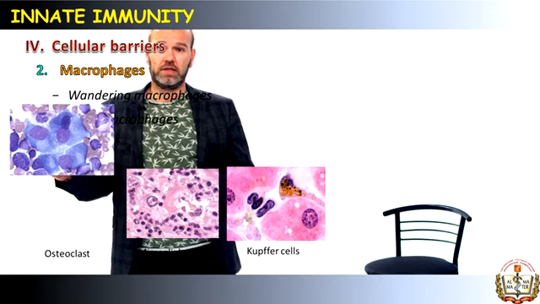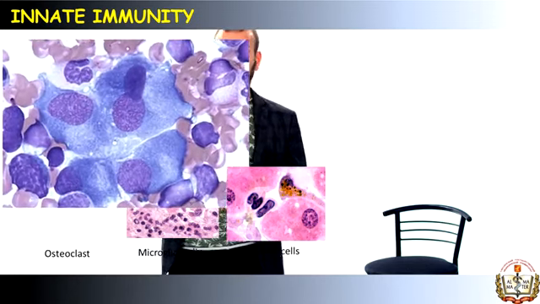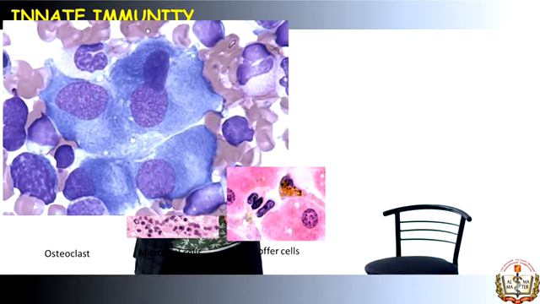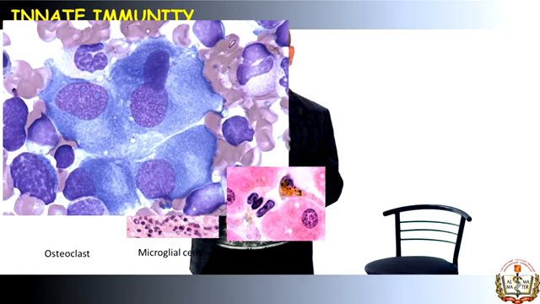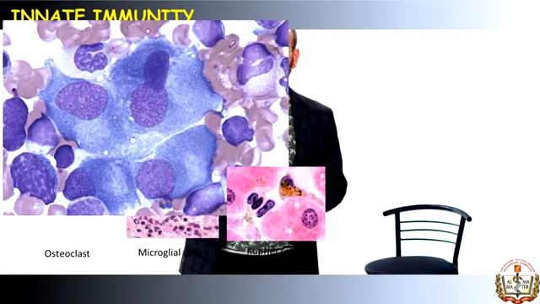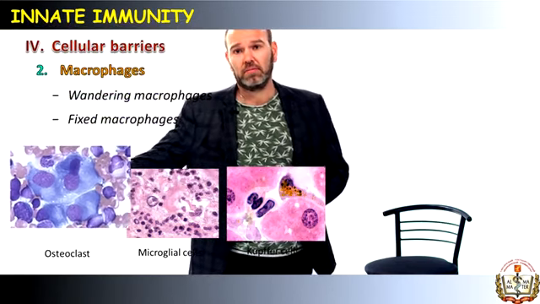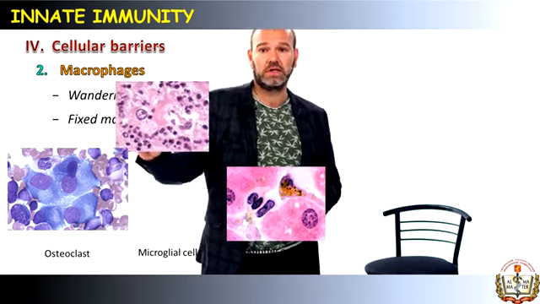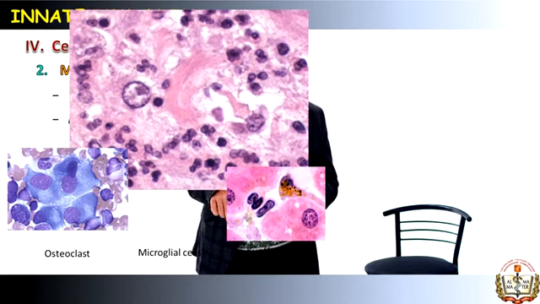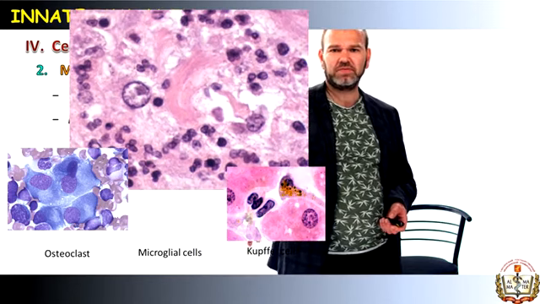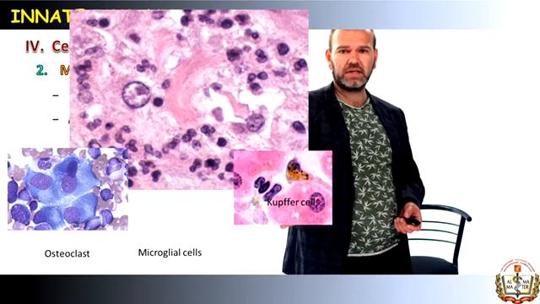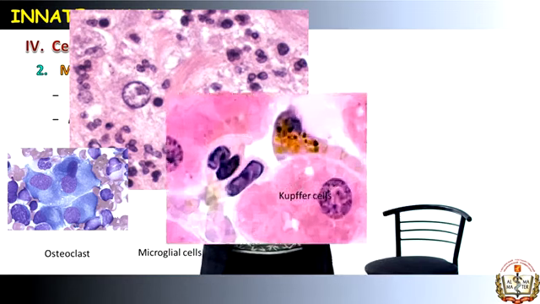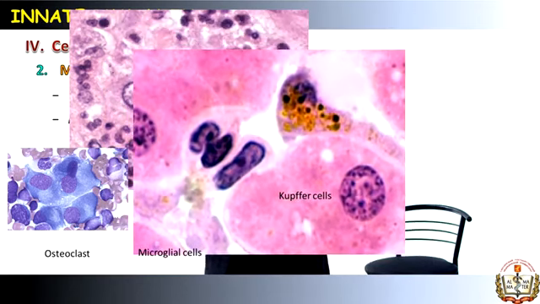For example, where is it? That one, you can see the osteoclast, the bone macrophage. That bluish cell with the violet nucleus is an osteoclast. So we have microglial cells in the brain, we have Kupffer cells in the liver, and we have histiocytes in connective tissue, we have epithelial cells and some other cells, and you already discussed that one, for example.